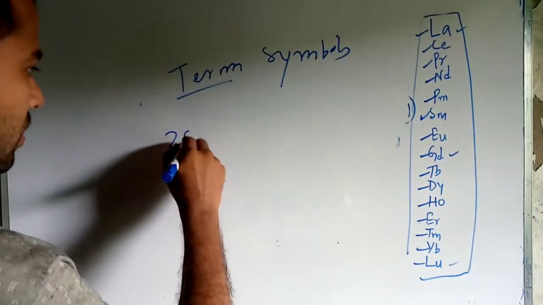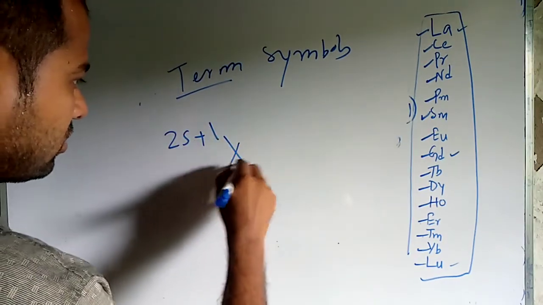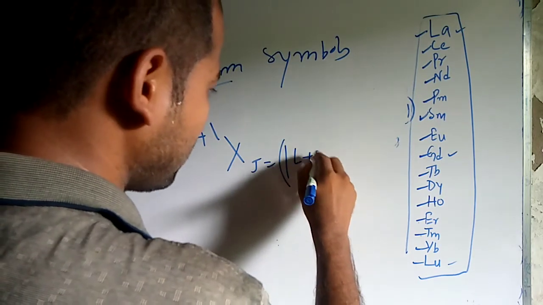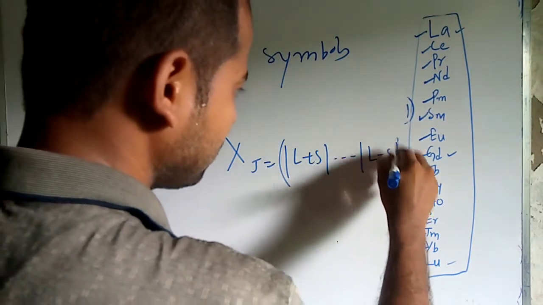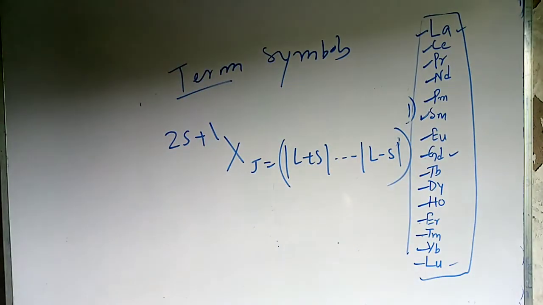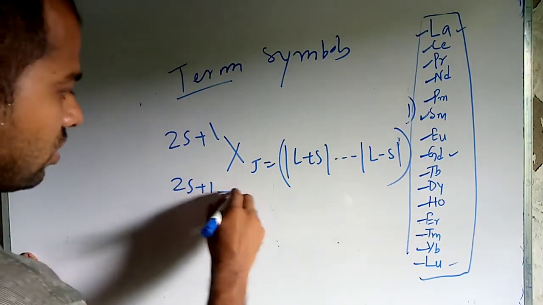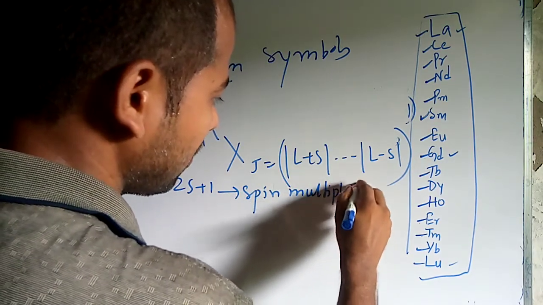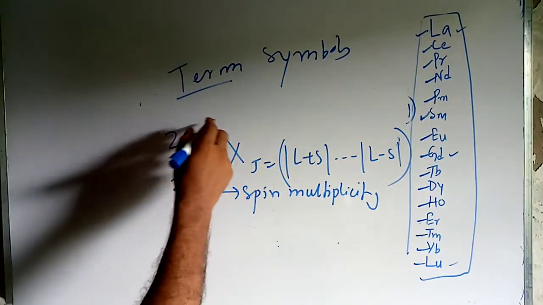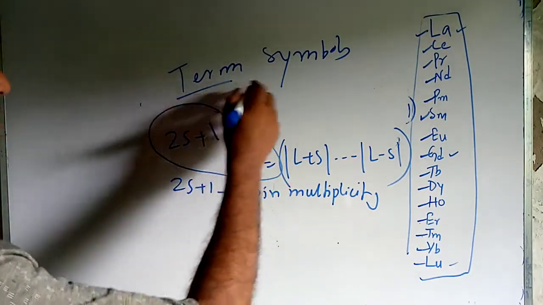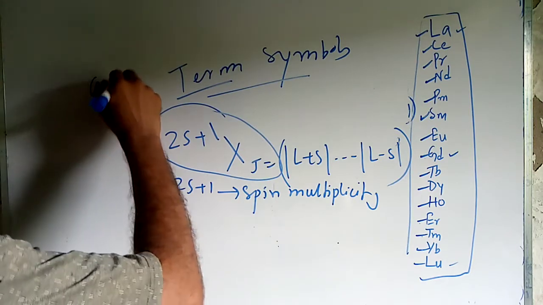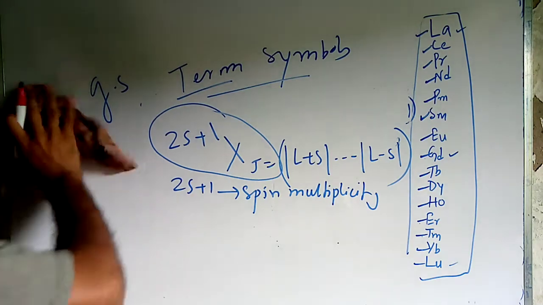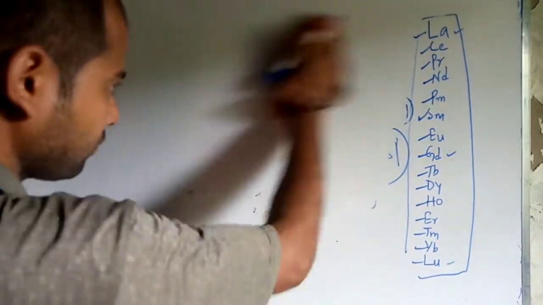The term symbol is written as 2S+1 L_J, where J equals mod of L plus S down to L minus S. Here 2S+1 is called the spin multiplicity. This is the formula used to calculate the ground state term symbol of a system. Now I will discuss how it is calculated for the series.